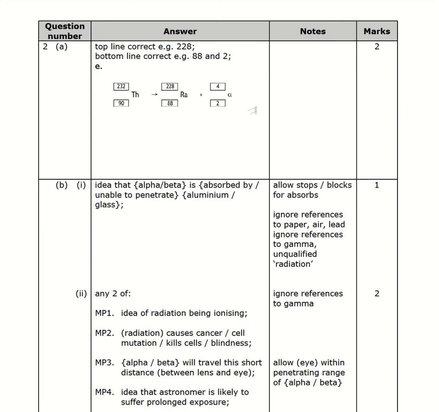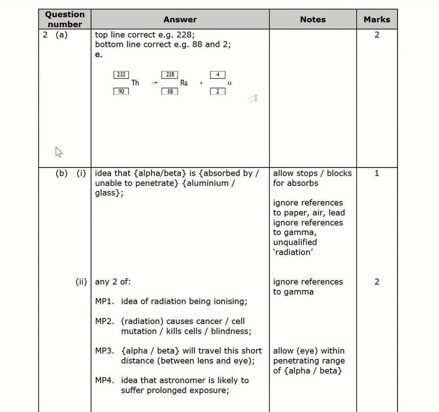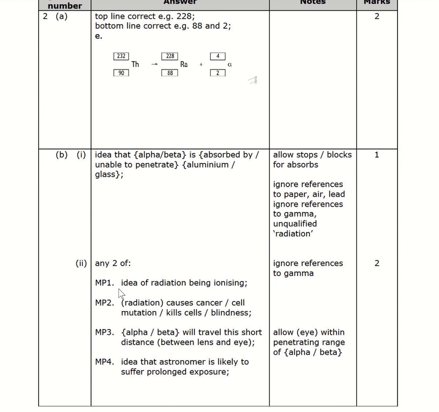because if the radioactive glass is close to the eye in the telescope, then the radiation will be ionizing and it can cause cancer, cell mutation, kill cells, and cause blindness. Alpha or beta will travel the short distance between lens and eye. Idea that astronomers are likely to suffer prolonged exposure.